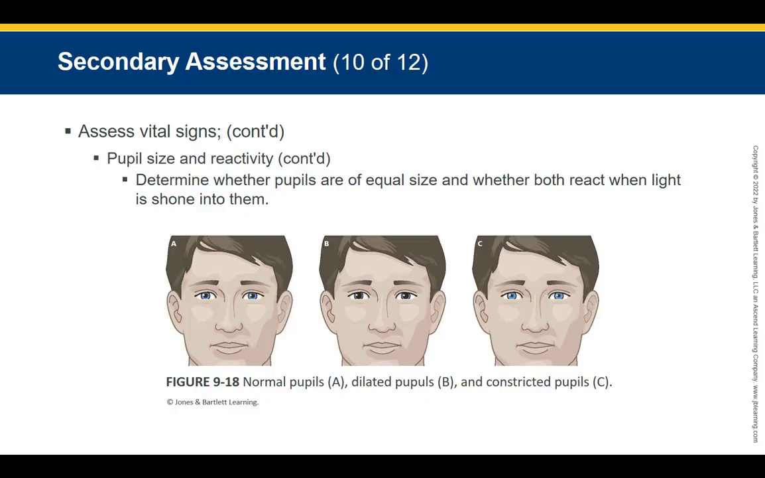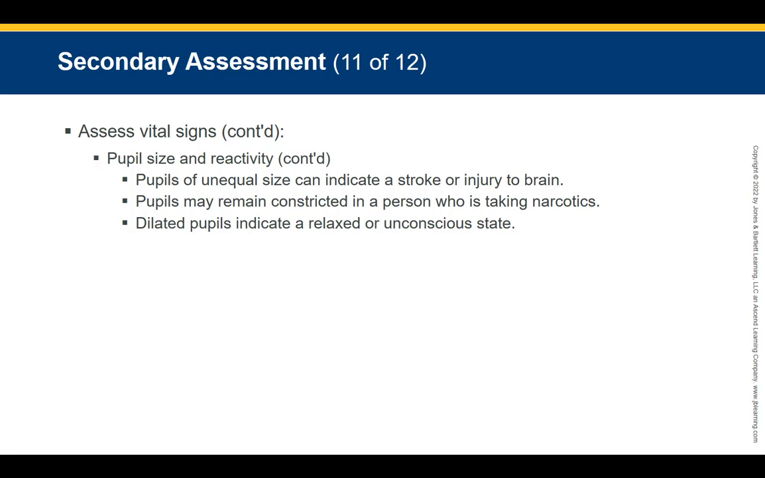Also, there is the abnormality where one is constricted and one is dilated. Most of the time that indicates a closed head injury, and we need to get them to the neurosurgeon ASAP, which means the ambulance has got to get moving. It might also indicate a stroke. Constricted pupils might indicate narcotics, and dilated pupils typically indicate an intoxication like alcohol or a super relaxed state.